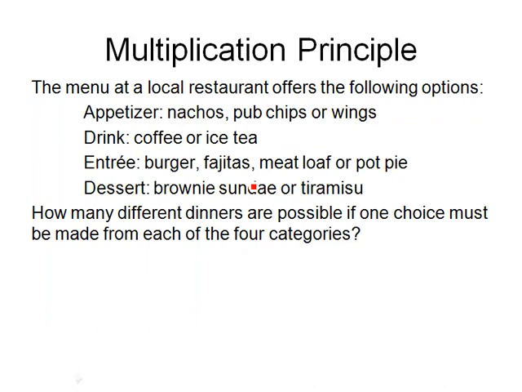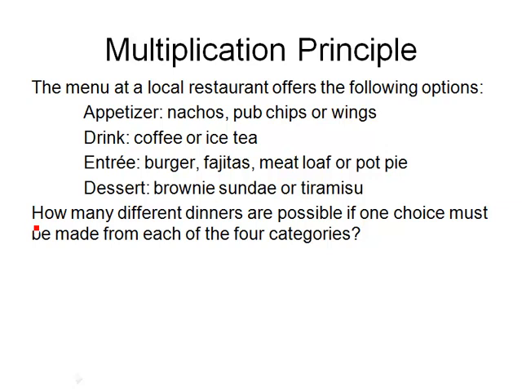The menu at a local restaurant offers the following options. For appetizers, there's nachos, pub chips, or wings. For drink, coffee or iced tea. Entree, burger, fajitas, meatloaf, or pot pie. And for dessert, there's a brownie sundae or tiramisu. How many different dinners are possible if one choice may be made from each of these 4 categories?